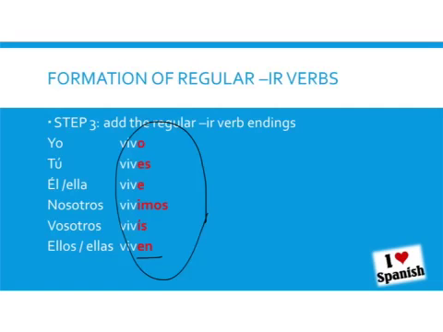Lastly, and possibly most importantly, once we know how to form one regular IR verb, for example, vivir, we can form any regular IR verb in Spanish because each verb follows the same 3 steps. Step 1, establishing the infinitive. Step 2, forming the stem. And step 3, adding our regular IR verb endings. The only difference is remembering which ending letter or letters to add each time, depending on who is doing the action of the verb each time.